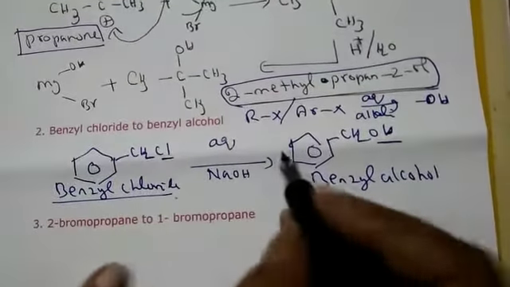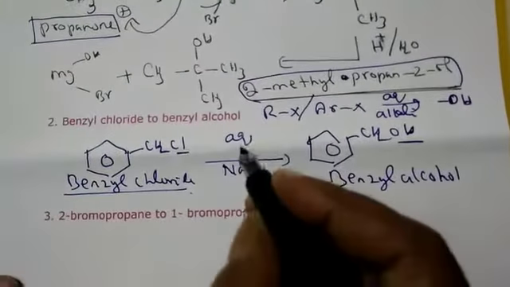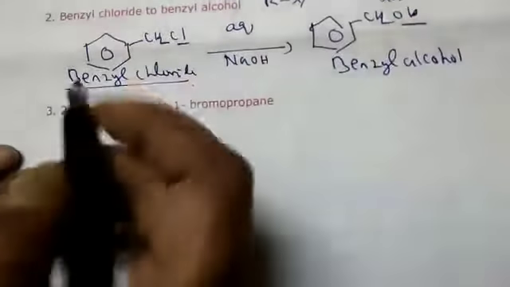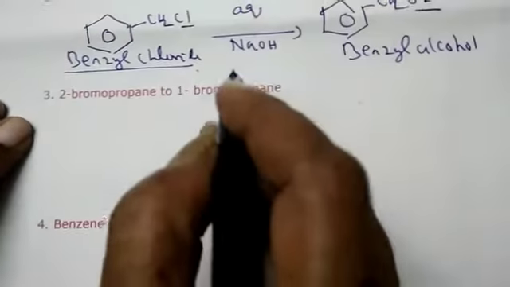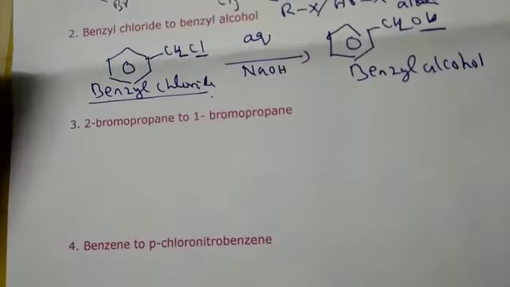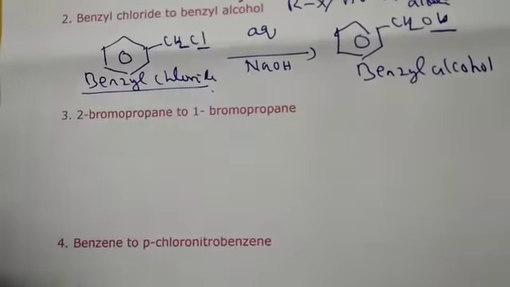Simply, we can call it a reaction with the aqueous alkali. Okay, now we are moving to the next question: 2-bromopropane to 1-bromopropane. For this we have to go for planning. 2-bromopropane into 1-bromopropane.